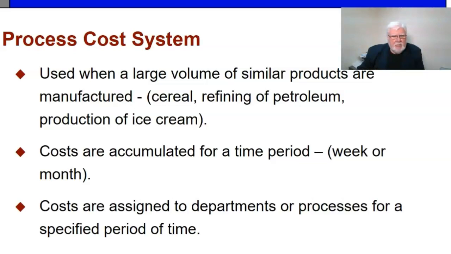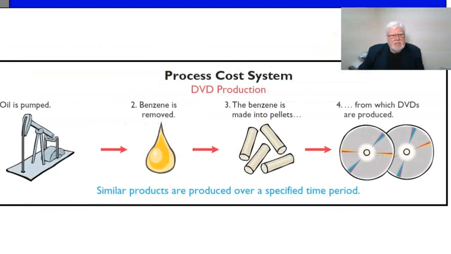and because the output of the process is exactly the same, we simply divide the total cost of the process by the output. Now, this kind of system is good when we're talking oil, you see, a large amount of the same. Benzene made into pellets, made into DVDs. These would all be process costing systems. Now, we trace the cost to the system. In this module, though, we're going to focus on job costing.